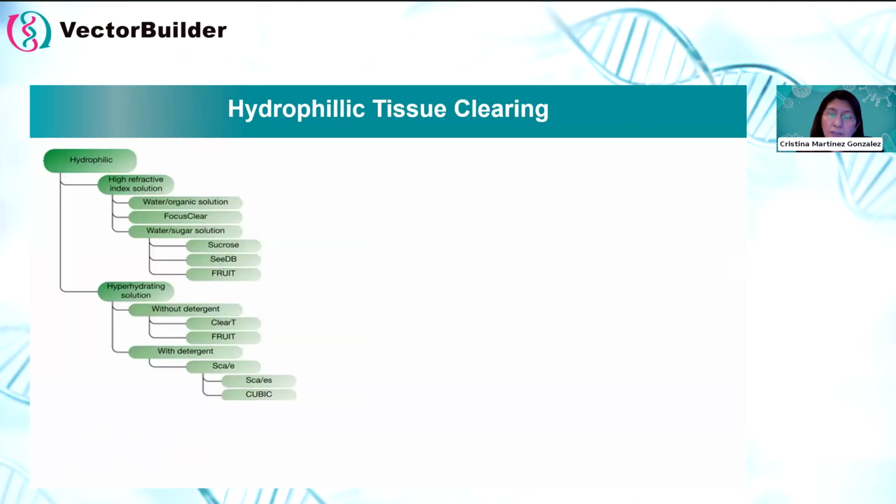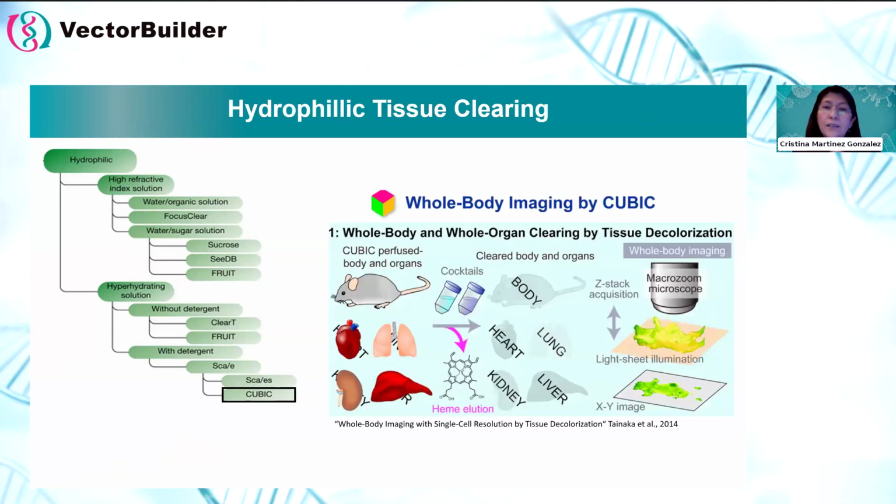The second very large family of tissue clearing methods are the hydrophilic tissue clearings, which basically are water-based. There are several out there. One of the most popular are CUBICs. They use either water-based or hyperhydrating solutions such as sucrose or urea to expand or to basically increase the tissue, to increase the transparency of the tissue.